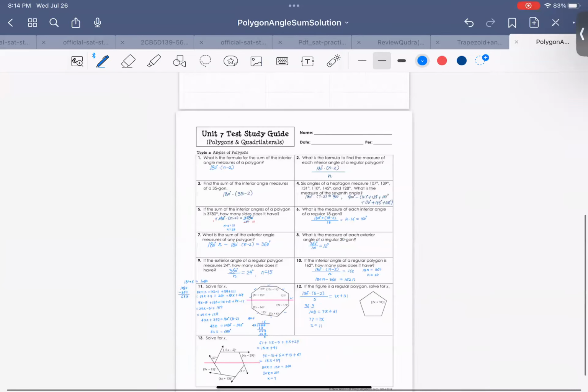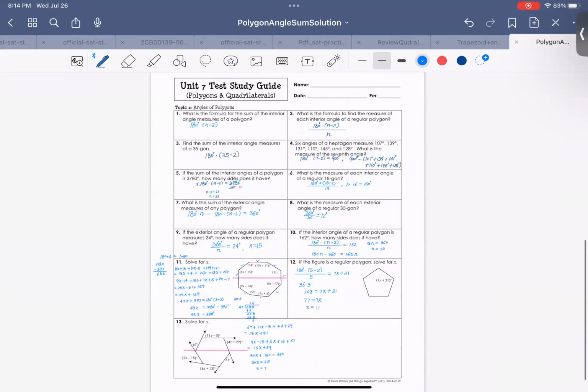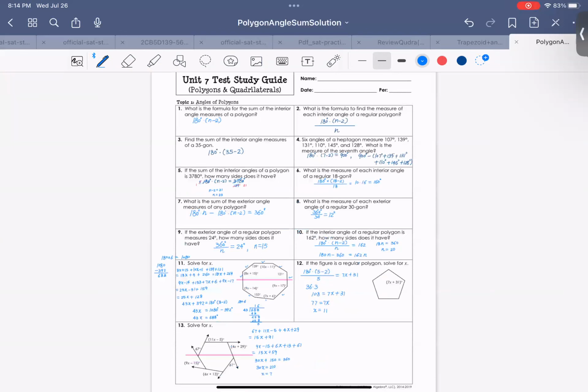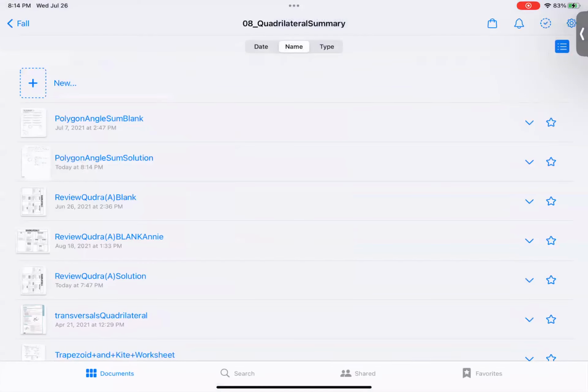Any questions so far? Based on the polygon interior angle summation and exterior angle summation. Any questions so far? No question? Finish your notes. And then we will see.